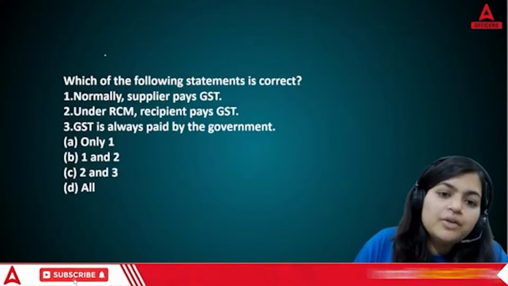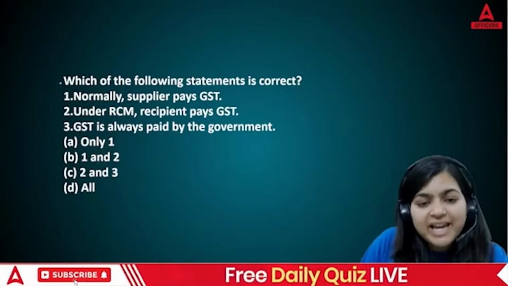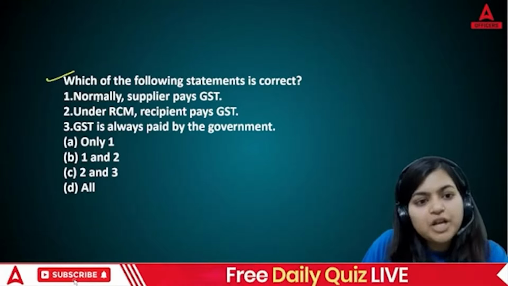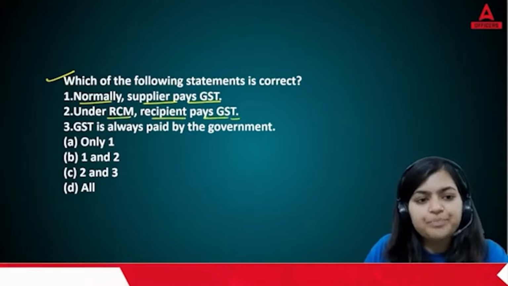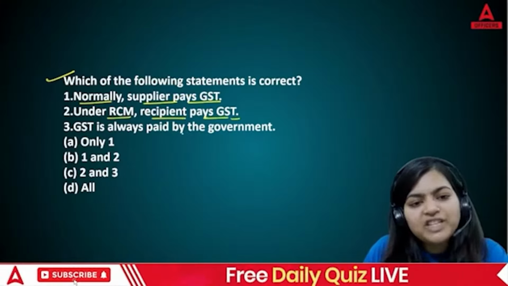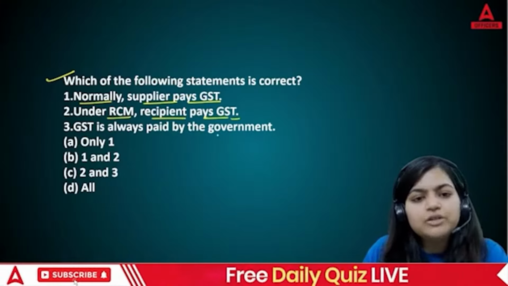Next, which of the following statements is correct? First, normally supplier pays GST. Second, under RCM, recipient pays GST. Third, GST is always paid by the government. A, only one statement; only second. B, option 1 and 2. C, option 2 and 3. D, all. You need to identify the correct statement here. Let's talk about the conditions one by one.